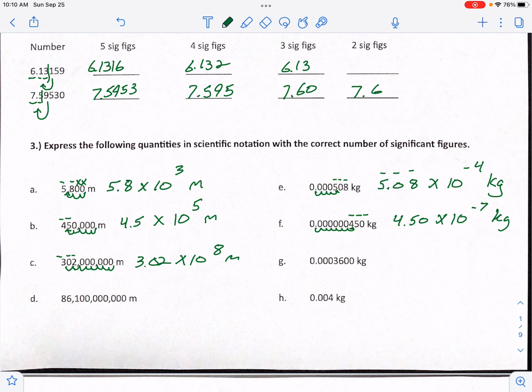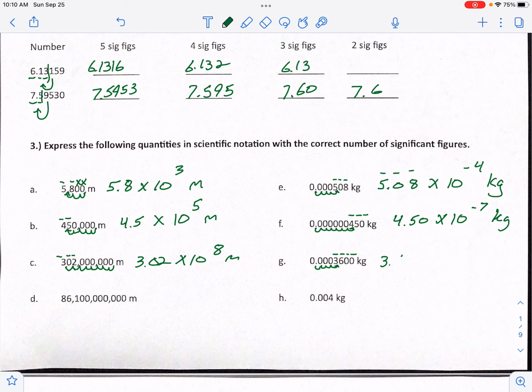So I'll do one more. So I have 0.0003600. I'm going to look at my sig figs. I have 1, 2, 3, 4 significant figures here, so my answer does have to have 4. So I'm going to start the decimal 1, 2, 3, 4 times.